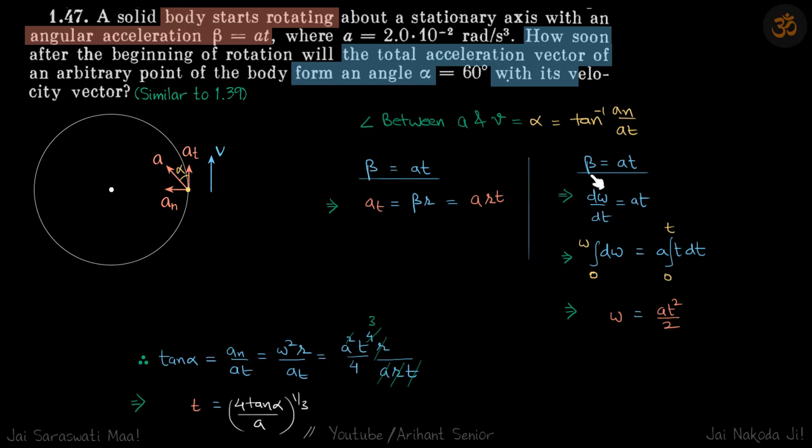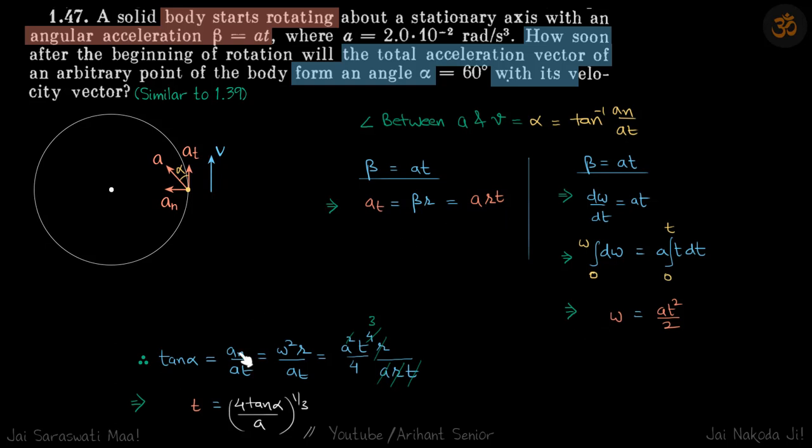Here they have given angular acceleration, so it's easier to calculate omega. So let's do that. We write beta as d omega by dt, and we take the dt to the other side and integrate, and we get the value of omega as alpha t square by 2. So now let's put the values of a_t and a_n in the equation. So a_n will be omega square r, and a_t we will just directly put this.